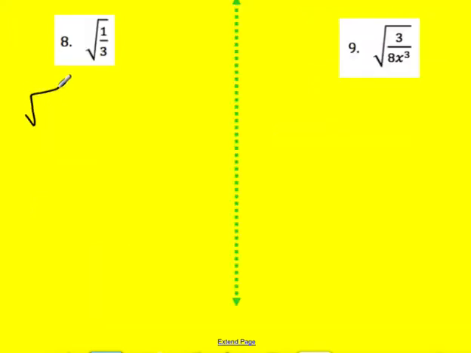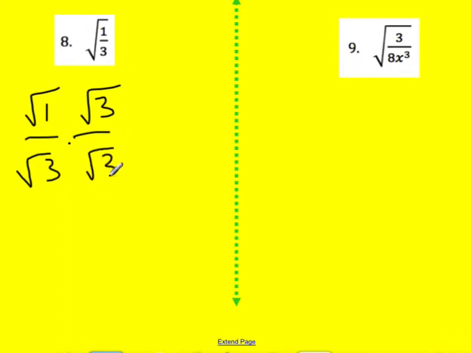So we have square root of 1 divided by square root of 3. So what I did was I split it up. We're going to be doing some rationalizing of the denominator here. So I split that up into 2 separate radicals. Well, 1 and 3 cannot be simplified. Remember that we don't want a square root on the bottom. So we're going to multiply by the square root of 3 over the square root of 3.